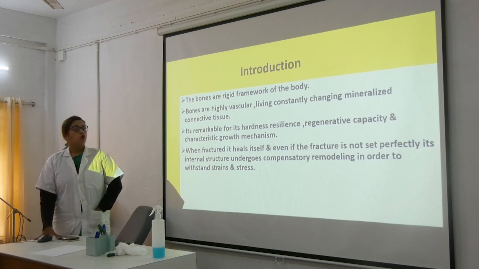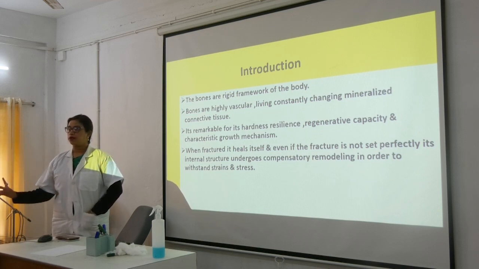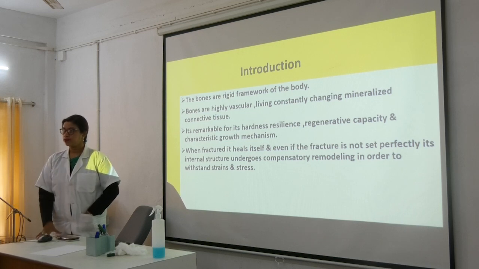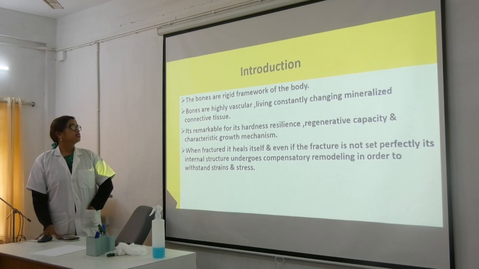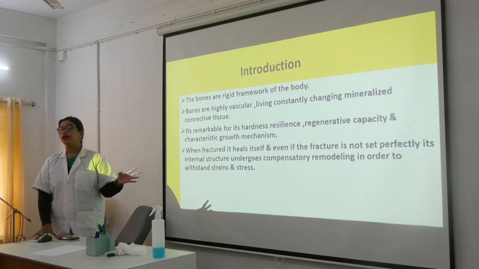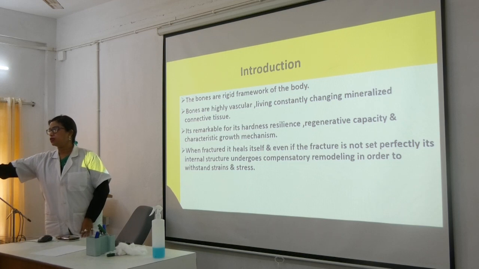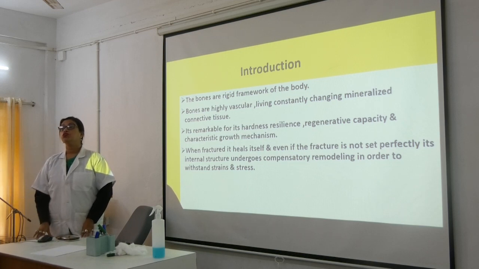So bones form the rigid framework of the body. First one, you could take these notes. Then bone is highly vascular. Remember this one. Although it is a rigid structure, how many vessels do you know run to it? There are 4 types of vessels that run to the bone. If you see one bone very closely, you will find a foramen in between, known as the nutrient foramen. From that, one artery goes in and gives the blood supply.